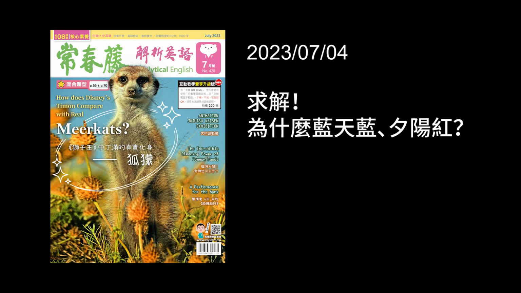The answer is D, the scattering of short wavelength light. And number 2, what causes the sky to be reddish or red-colored during sunrise and sunset?